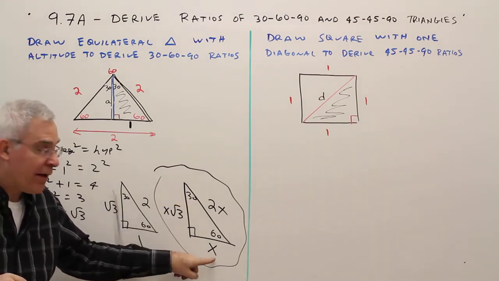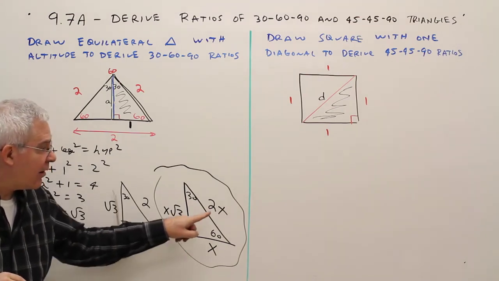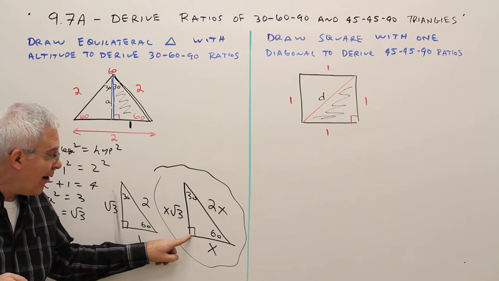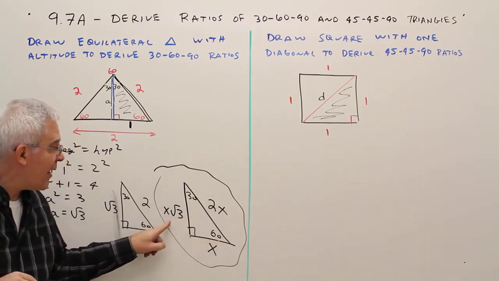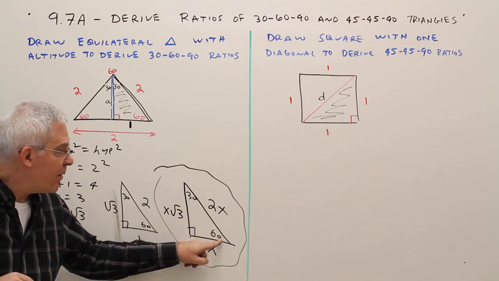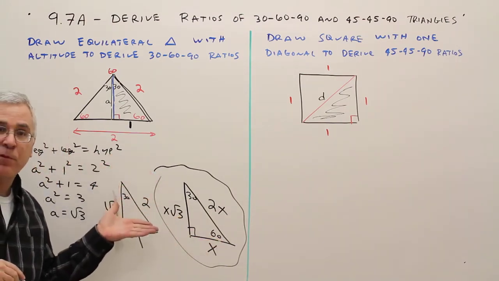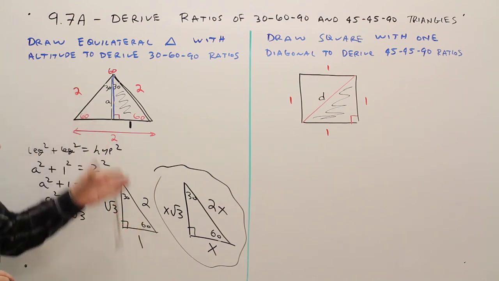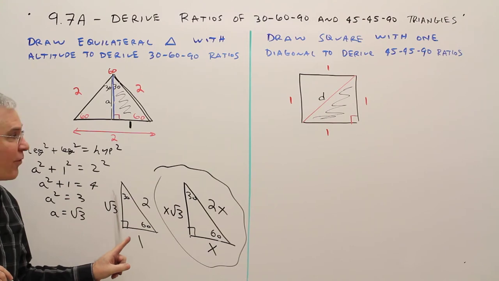It's important to note that opposite the 30-degree angle is x. Smallest angle, smallest side. Opposite the 90-degree angle is 2x. Largest angle, largest side. Opposite the 60 is x radical 3. Middle angle, middle side. And we're going to use these in some examples coming up. So once again, this is how you derive the ratios for a 30, 60, 90 right triangle.